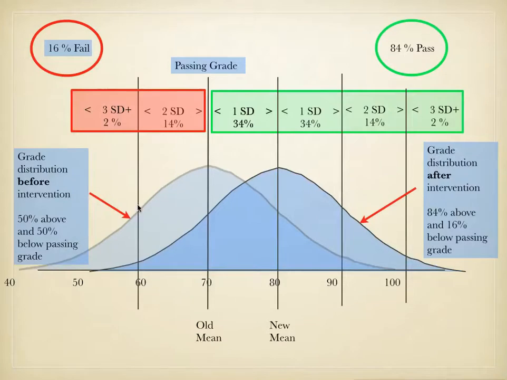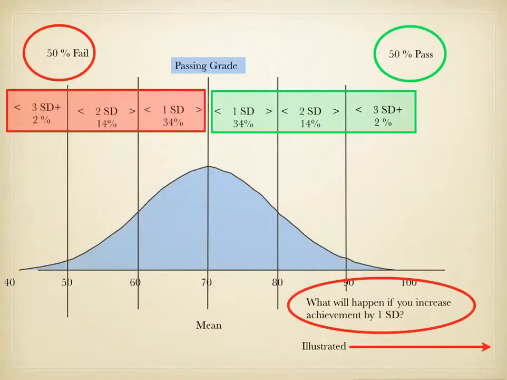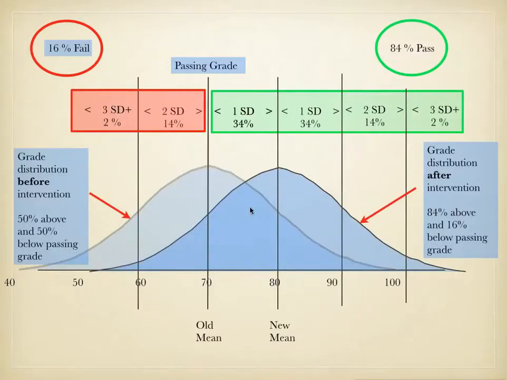So here's the old bell curve. It looks just like this. But here's the new bell curve after the intervention. Basically, we moved all the scores 1 standard deviation. This is 1 standard deviation to the right.